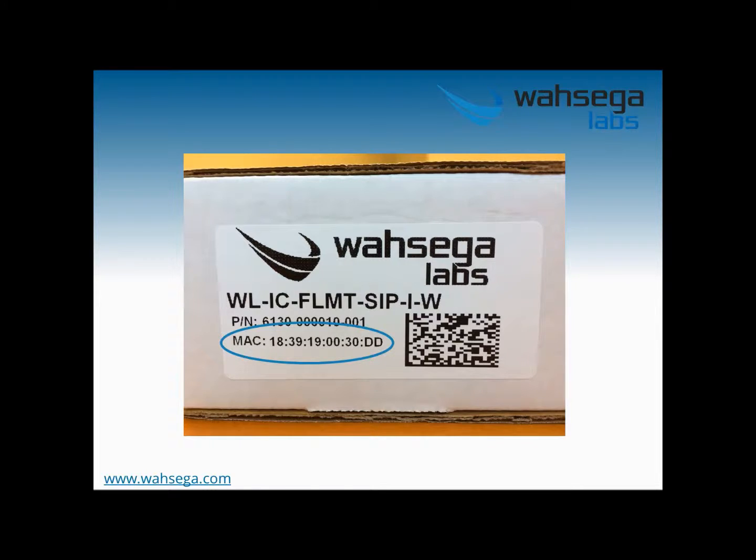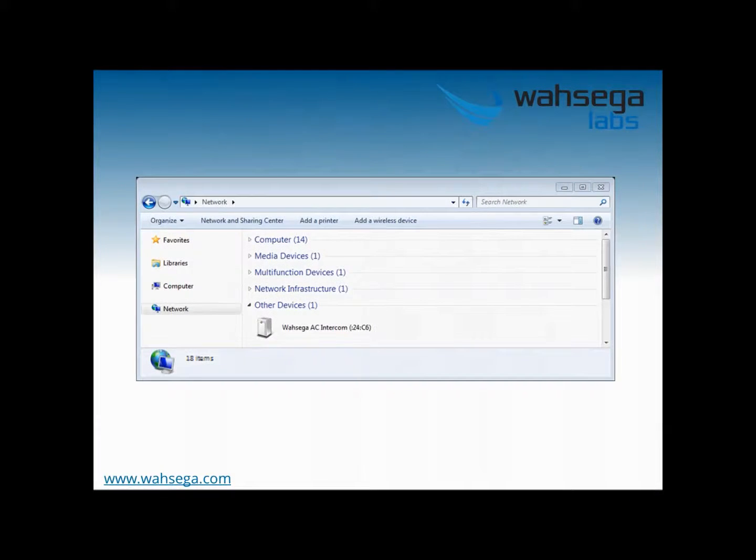Once you've connected your Wahsega device to your local area network using power over Ethernet, go to any PC on the same LAN and open My Computer. If you're not using Windows or can't discover your device on your network, you can consult your DHCP server's logs or use a network discovery app such as Fing on a mobile device to find your device's IP address.